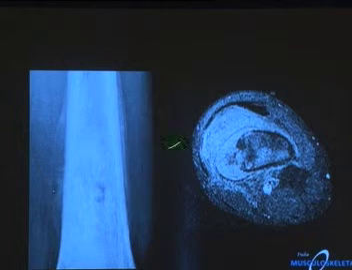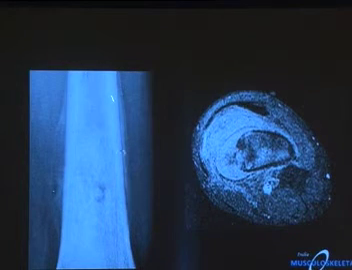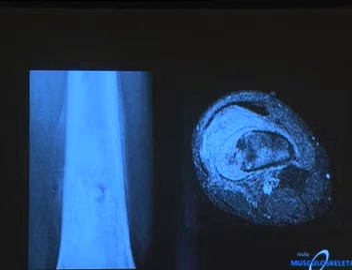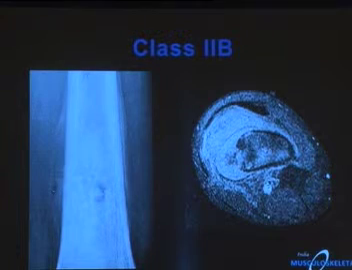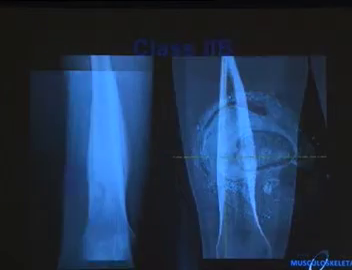All right, so we'll give some examples of these. So here you can see there's this onion skinning appearance here. There's a Codman's angle here. There's a soft tissue mass that you can see. Again, that's a 2B. That's more than one type of broken periosteal reaction.